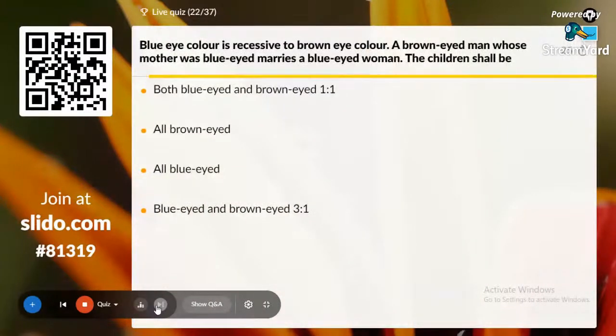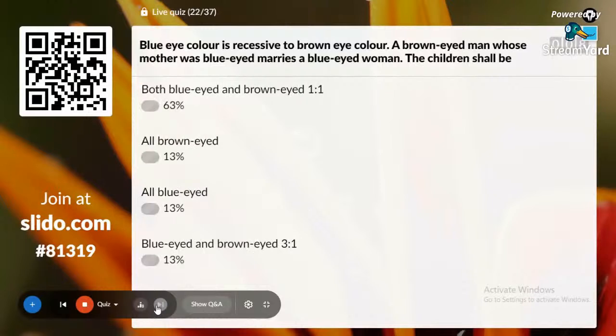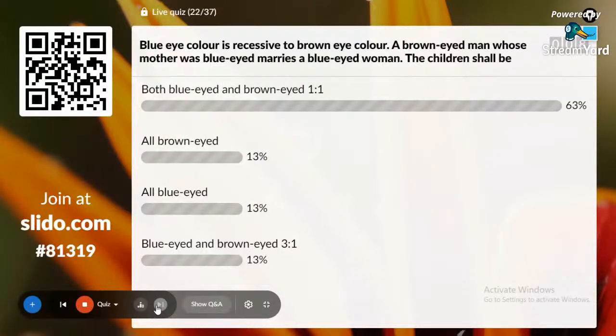Blue color of the eye is recessive to brown color. A brown-eyed man whose mother was blue-eyed marries a blue-eyed woman. The children shall be... Tricky question. Tricky question. Hope that you won't get time to solve the question. Anyway, click the correct answer. Blue eye is recessive to brown eye color. A brown-eyed man whose mother was blue-eyed marries a blue-eyed woman. The children shall be both blue-eyed and brown-eyed in the ratio 1:1.